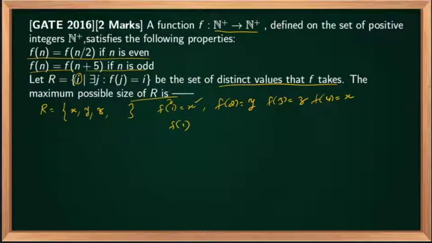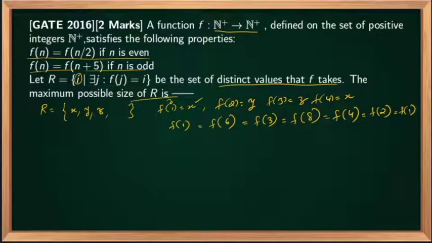According to this definition, if n is odd, then we will be calling f(n+5), so f(1) calls f(6). If n is even, then we will be calling f(n/2), so f(6) calls f(3). Then 3 is odd, so we call f(8). Then 8 is even, so f(4), then f(2), then f(1). Then 1 is odd, so we call f(6) again.